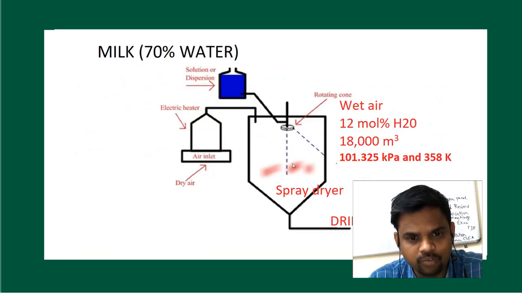Whenever it is mole percent, it is specifically mentioned. You can see that in the wet air leaving the stream, it is given as 12 mole percent water. Here it is not mentioned as mole percent, so therefore it is weight percentage. So inlet milk has 70% by weight water, and finally dried milk powder is leaving. It is totally dried milk, there is no moisture present in it.